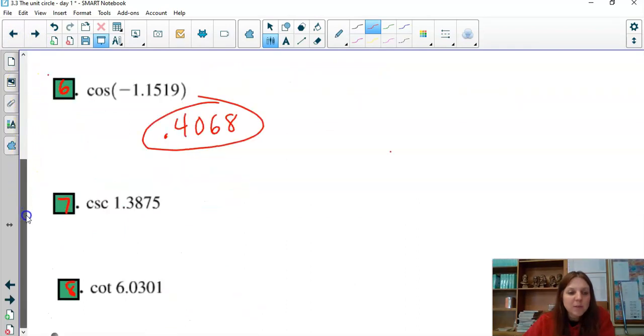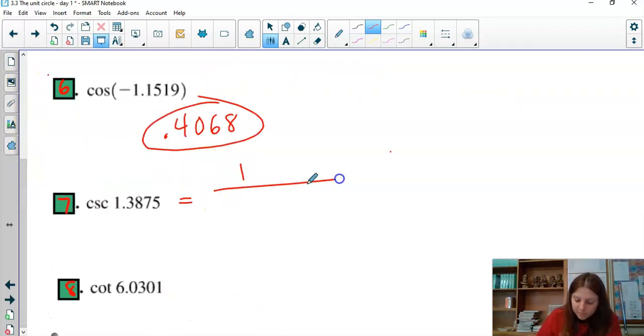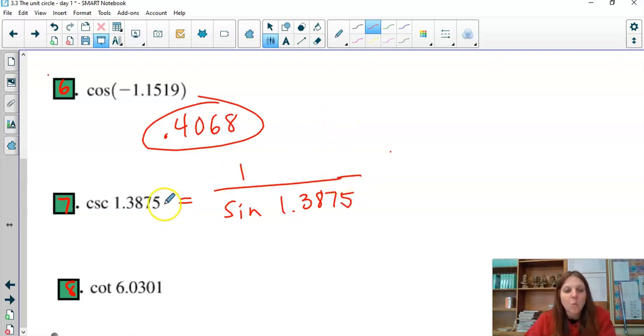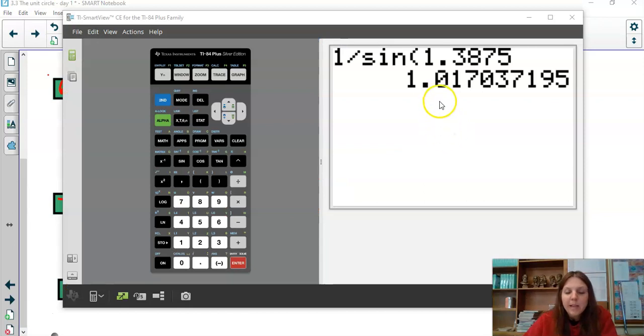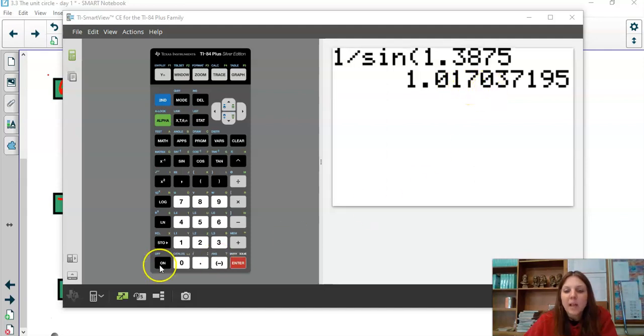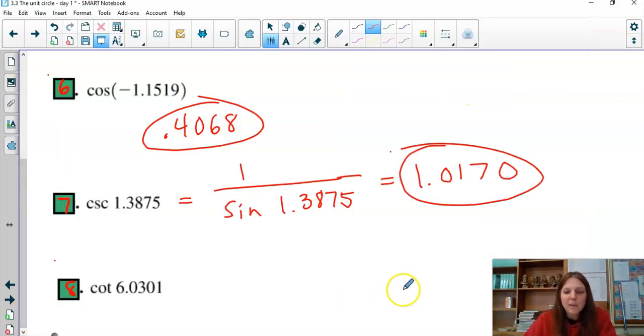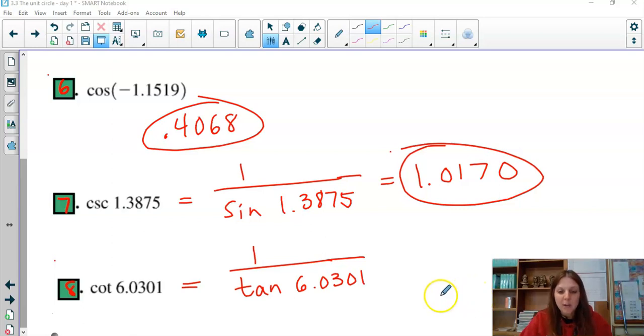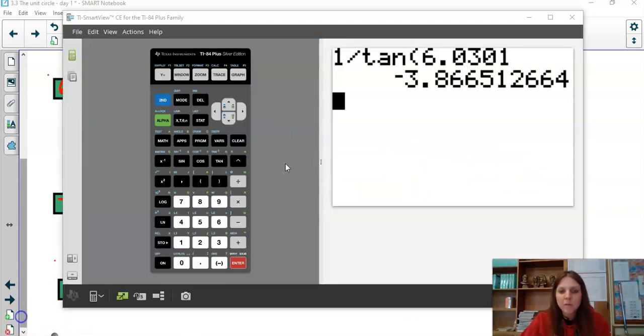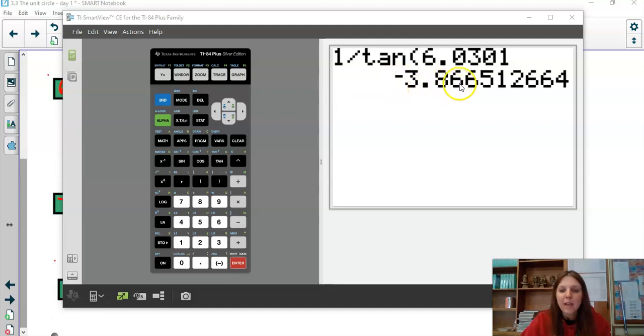So I'm going to type this in as 1 divided by sine of 1.3875. Type it into your calculator just like that, 1 divided by sine. And just like the others, I'm going to round to 4 decimal places, 1.0170. Okay, last but not least, I have a cotangent. Cotangent, if you remember, is also not in the calculator, but I can rewrite this as 1 divided by the tangent. I'm going to put it into the calculator just like you see it here, 1 divided by tangent. And you can see I get negative 3.8665.